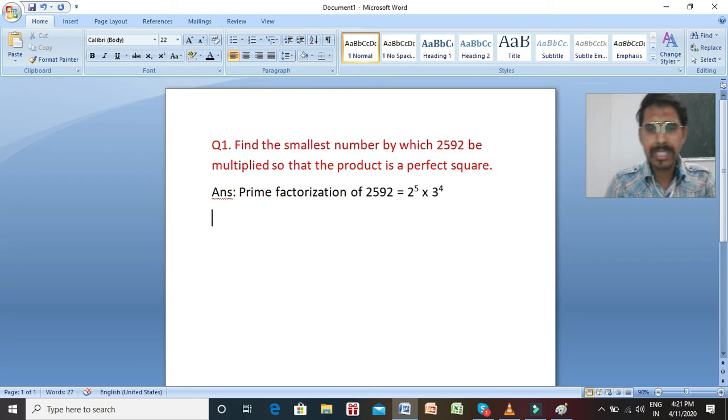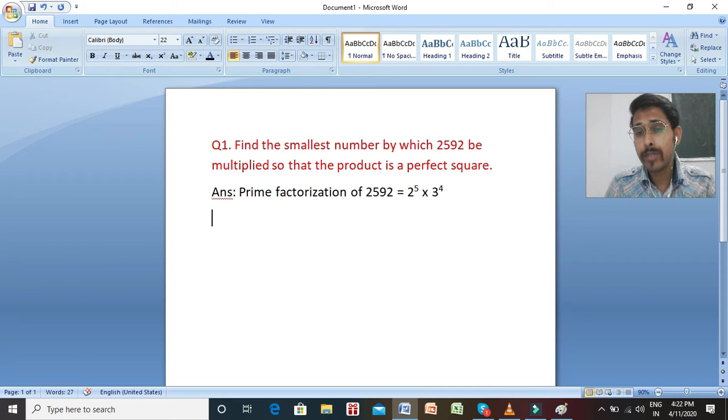Now, since we have 2 to the power of 5, and 5 is an odd number, if we try to take the square root of 2 to the power of 5, there will be one 2 which cannot get out of the root, isn't it? So in that case, if we multiply another 2 with that, then it will be 2 to the power of 6 instead. Then we can get the entire square root done.